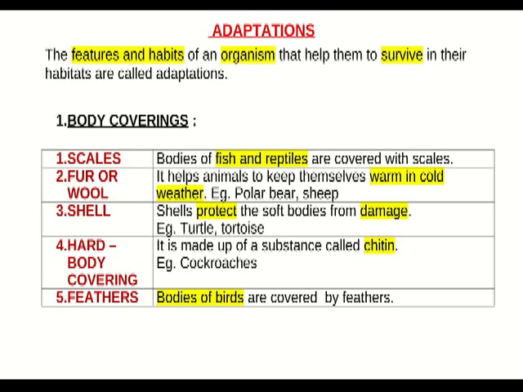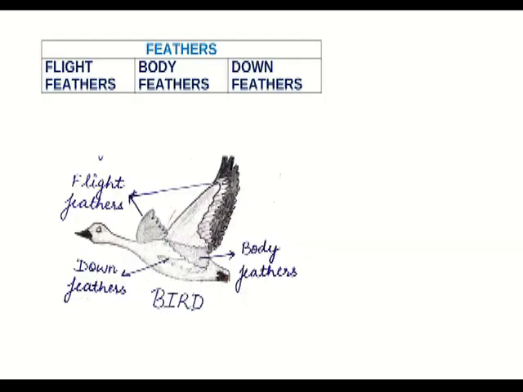It is made up of a substance called chitin. For example, cockroaches. The last body covering is feathers. Bodies of birds are covered by feathers. There are three types of feathers. The first is flight feathers, second body feathers, and the third one is down feathers. As we can see from the diagrams, the flight feathers are present on the wings and help them to fly. The body feathers cover the body and the down feathers keep the body warm.